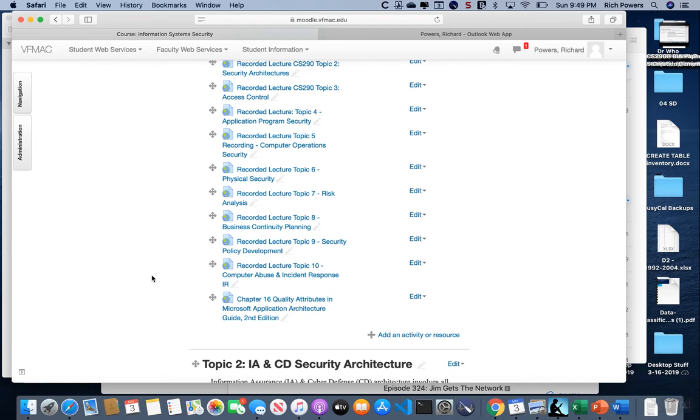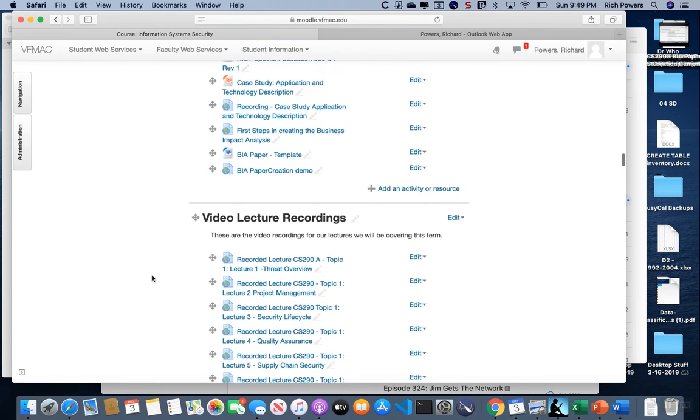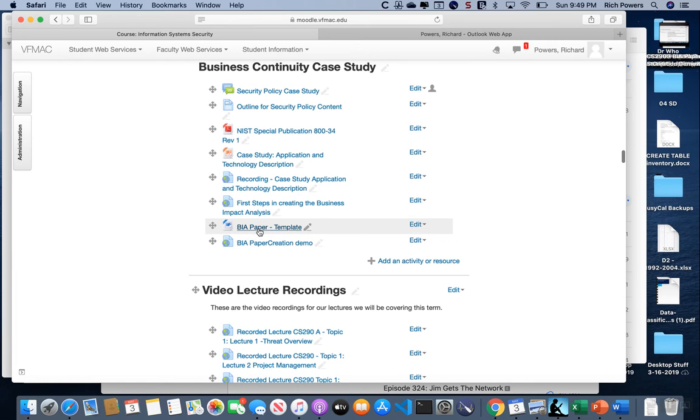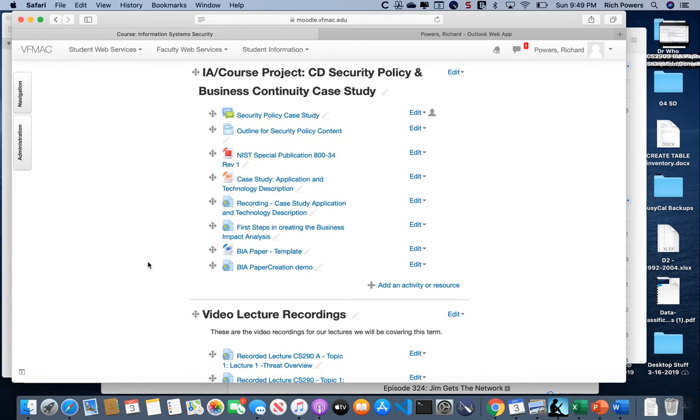The grades have to be in by the 18th, so we'll probably put a cutoff time on the paper of maybe the 16th, so that I have an opportunity to review it and factor that into the final grade. I think we should be in pretty good shape. The template and the demonstration of what we're looking to do are all out here, so you should be able to go back and take a look at the development of the business impact analysis.